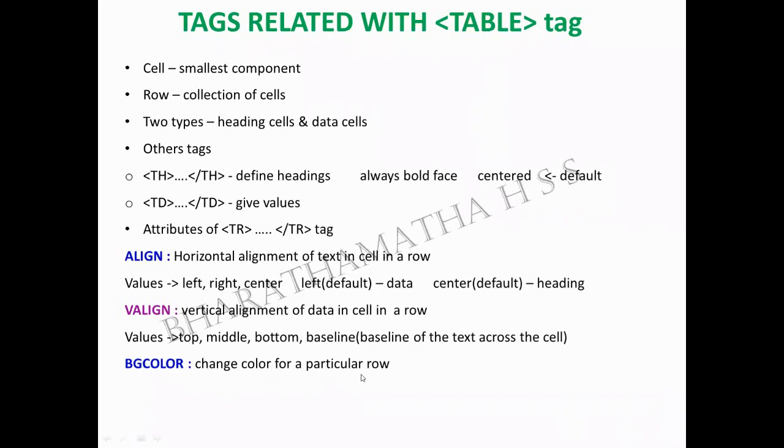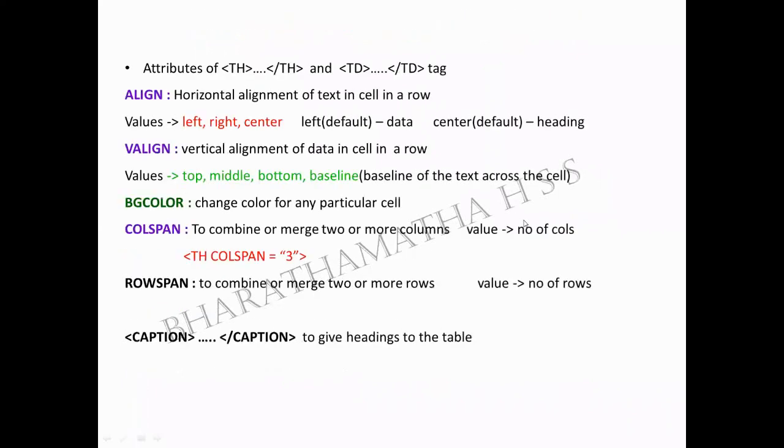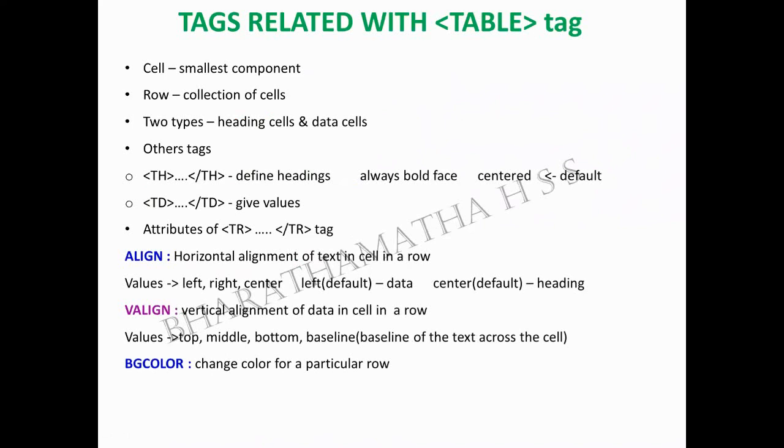If you want to change the color for each cell, you can change the color. So that also could be done. So how to do that? We'll see with one example. Before we move into spanning, we'll see this example and then we'll come back for spanning.